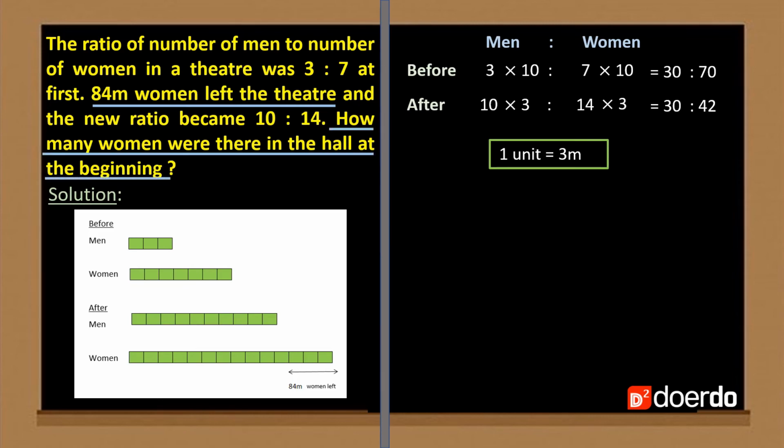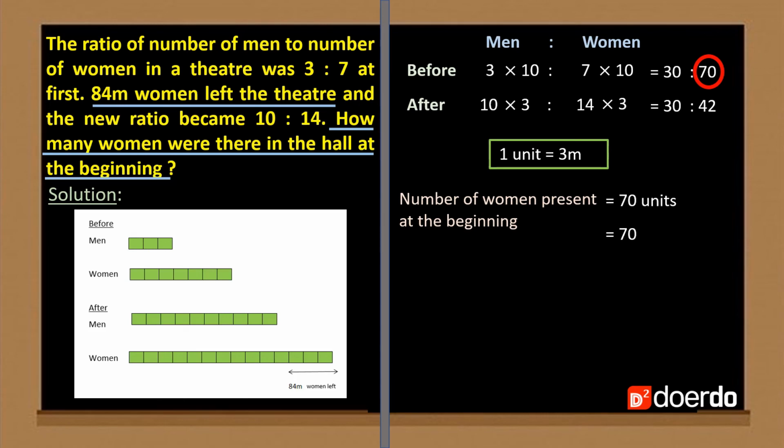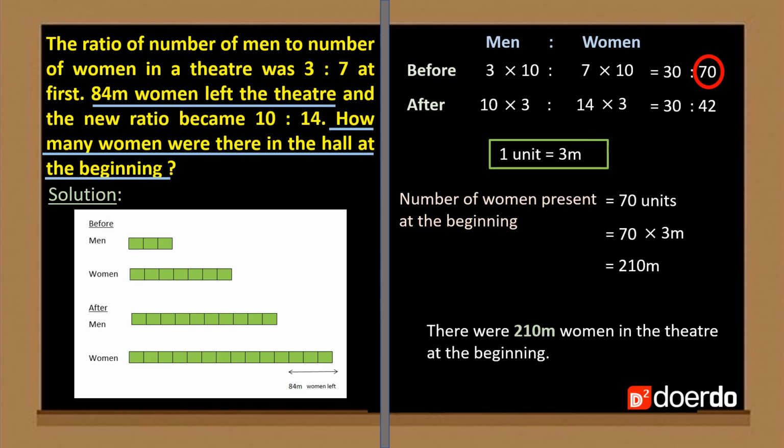In the first ratio, we can see that the units of women at the beginning is 70. The number of women present at the beginning is equal to 70 units. We knew 1 unit is equal to 3. By substituting the unit value, we get 70 into 3, that is 210. Thus, there were 210 women in the theatre at the beginning.